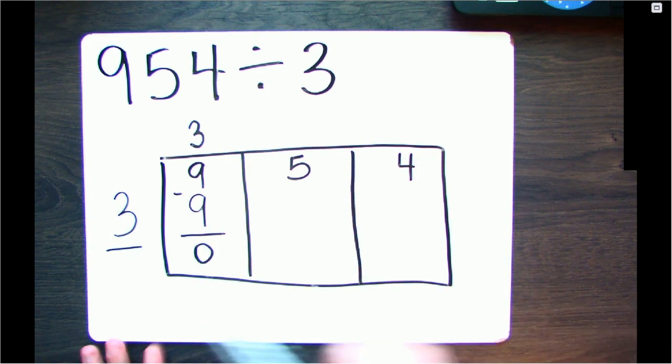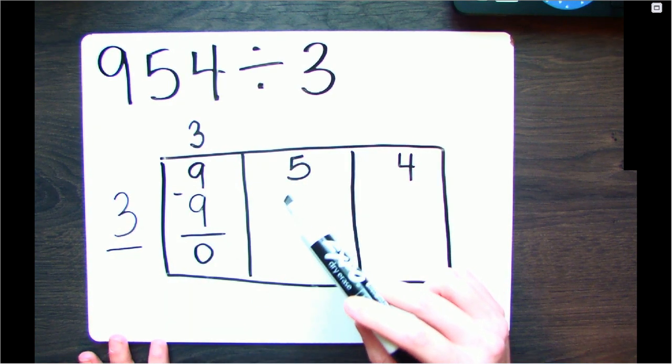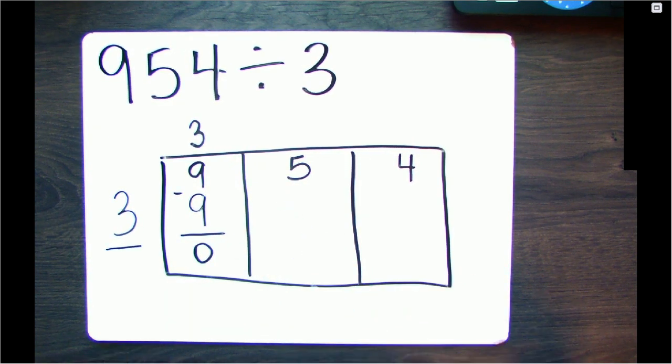Now I need to go over to the 5 and see how many times 3 can go into 5, or 3 times what equals 5. Well, I know that nothing times 3 equals 5, so I need to figure out how close I can get without going over. I know that 3 times 1 equals 3, and 3 times 2 equals 6, but I can't use 6 because it's bigger than 5, so I have to use just 3 times 1.